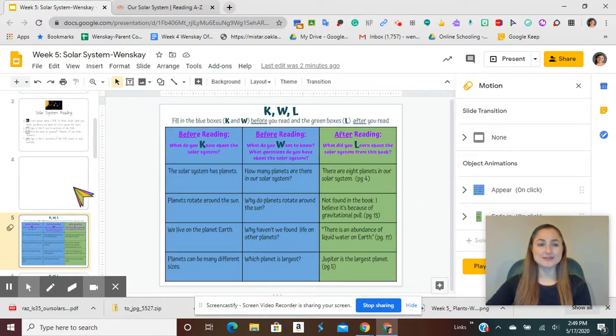With your text this week, you are going to fill out the K and the W sections of your KWL before reading. Then you will go ahead and read the text and then come back and fill in your after reading column so that you can show what you learned from your reading.